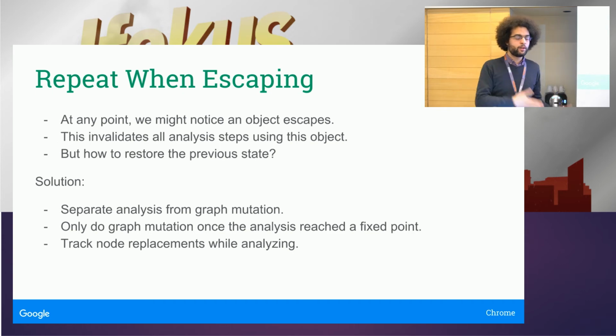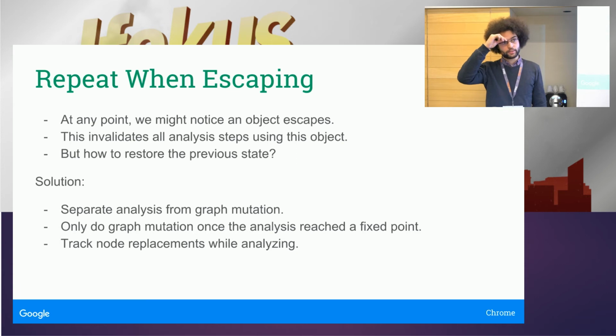Like with simple local optimizations, you can just take the graph, replace some nodes with something else, and you're done. Like a straightforward version of load elimination does that. But here, we really need to finish the analysis before we replace anything, because everything we do depends on that stuff not escaping. So we have to separate the analysis phase and the replacement phase into two distinct phases.